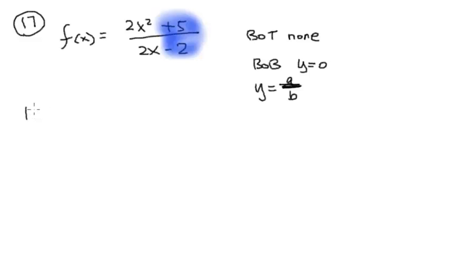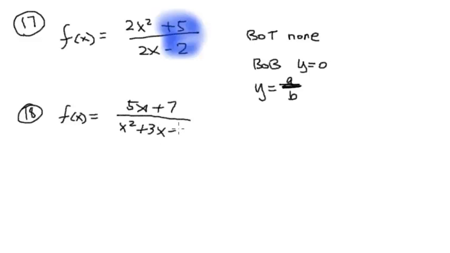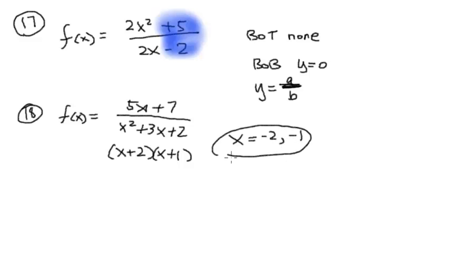All right, number 18, almost done. Find the vertical asymptotes. The vertical asymptotes are what's going to make you divide by 0. So you have to look at the denominator and make sure there are no zeros down here. When I factor that, I get x plus 2, x plus 1. So I know my vertical asymptotes are going to be x equals -2 and x equals -1.